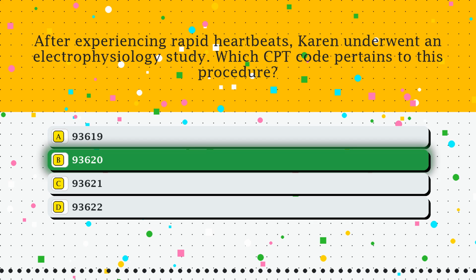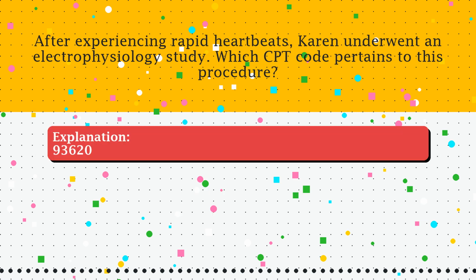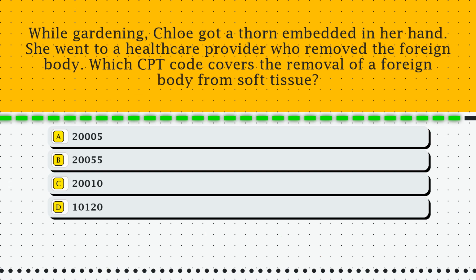The correct answer is option B, 93,620. Question 270. While gardening, Chloe got a thorn embedded in her hand. She went to a healthcare provider who removed the foreign body. Which CPT code covers the removal of a foreign body from soft tissue? Option A, 20,005. Option B, 20,055. Option C, 20,010. Option D, 10,120.